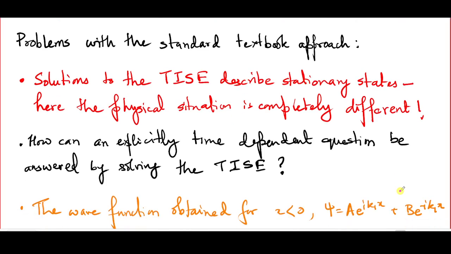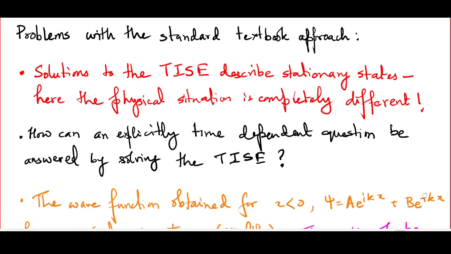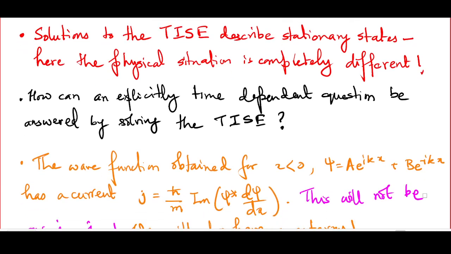Now, there is one more point, which is the wave function that we had obtained for x less than 0 is actually a sum of two terms, a to the power ikx plus b to the minus ikx, right? In our notation, we are not using k1, k2, we are just using k and k prime. So, this has a current which is given by J, there's a standard formula, h cross by m, imaginary part of psi star d psi dx.